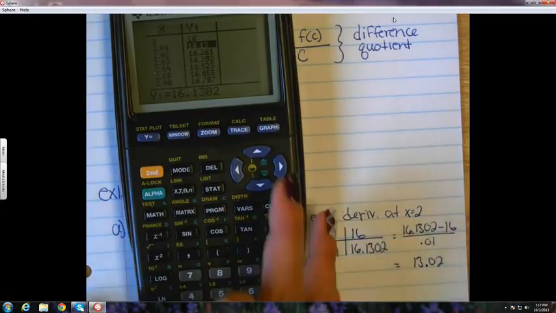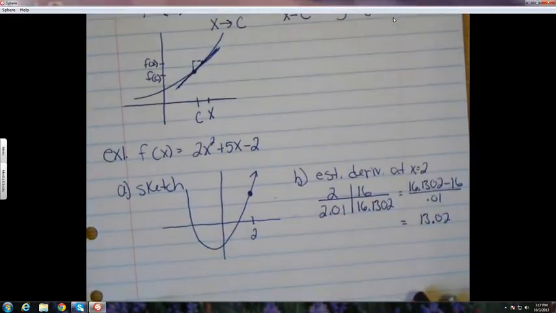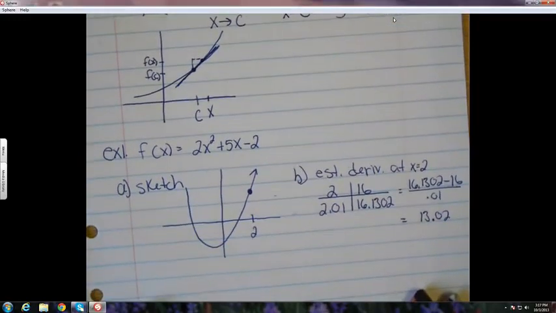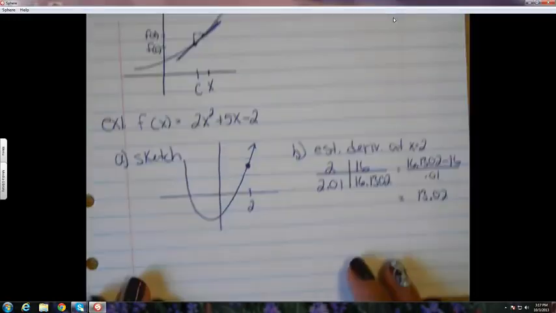Now let's see the process to get it exact. So, I don't know if I can fit this in here. I don't think I can. Oh, I'll just put another piece on here.